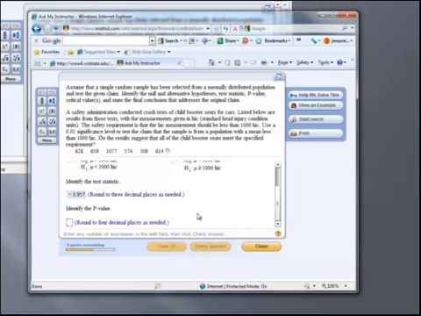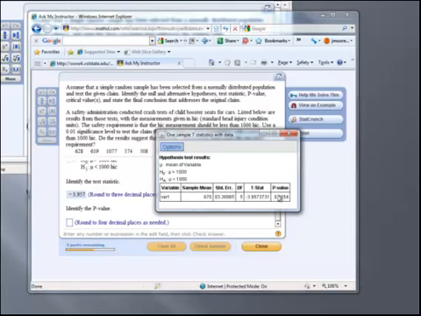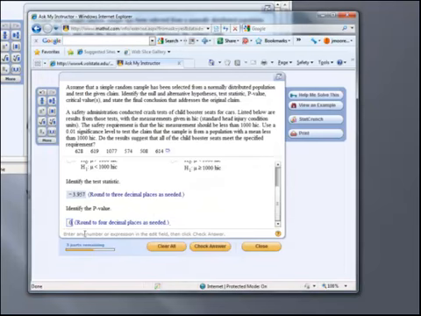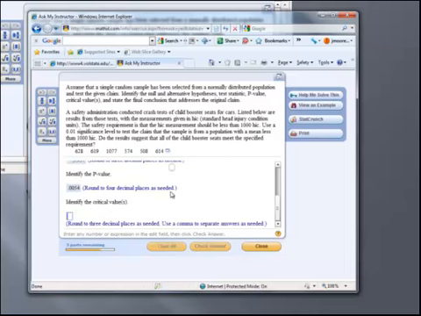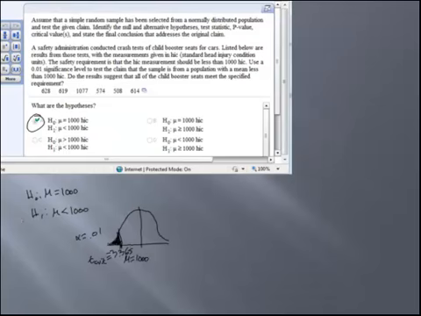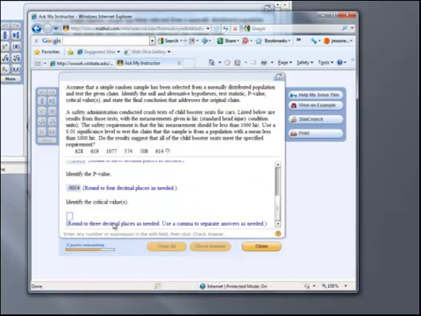Now we're supposed to identify the p-value, and this output box also gives us our p-value, which is 0.0054. The critical value, we've already found that, and we put that on our picture. That was minus 3.365.